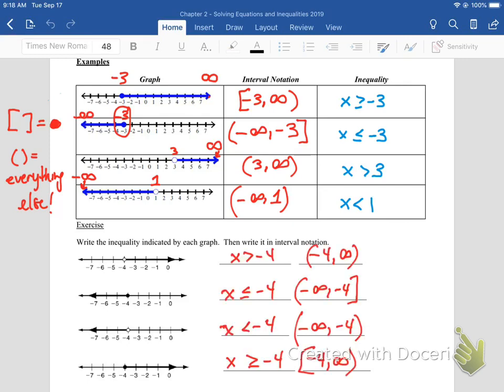Okay, here are the answers. Just check your work. This is the inequality. This is the interval notation. Okay, go on to video part 2 now.